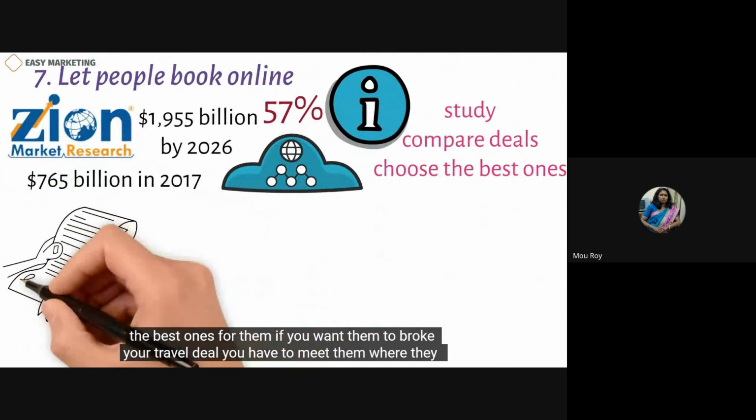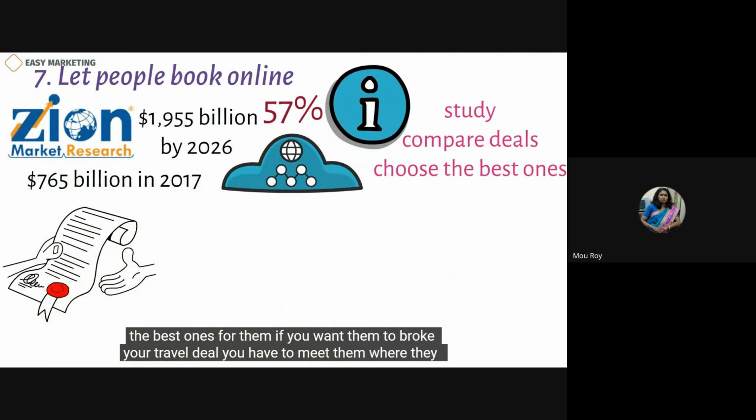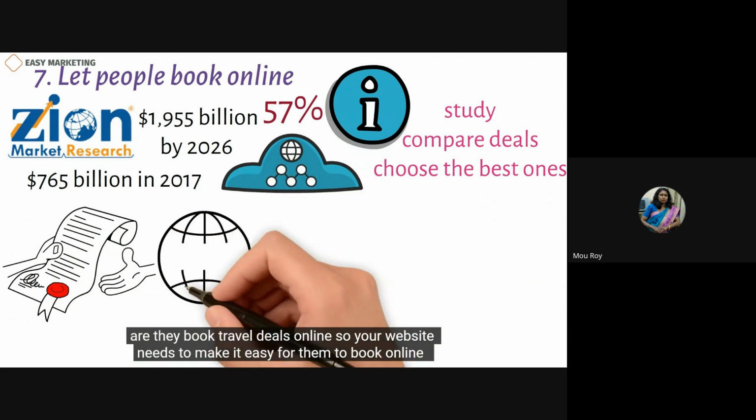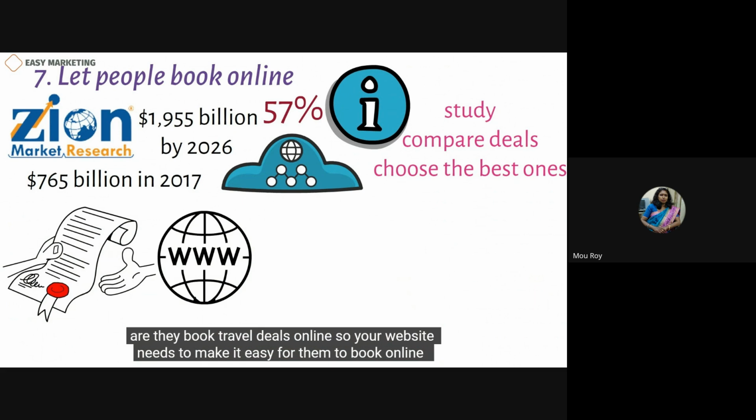If you want them to book your travel deal, you have to meet them where they are. They book travel deals online, so your website needs to make it easy for them to book online. For online bookings to start coming in, you'll need to add a booking system to your website.